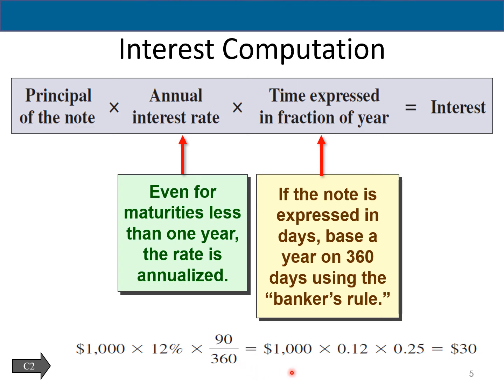If you multiply this out, you're going to get $30 of interest. Now, I like to do it in one continuous operation. I'll go $1,000 times 0.12. So I'm converting 12% into a decimal and then multiplying 90 divided by 360 equals. Again, $1,000 times 0.12 times 90 divided by 360, and you should get your $30 of interest.